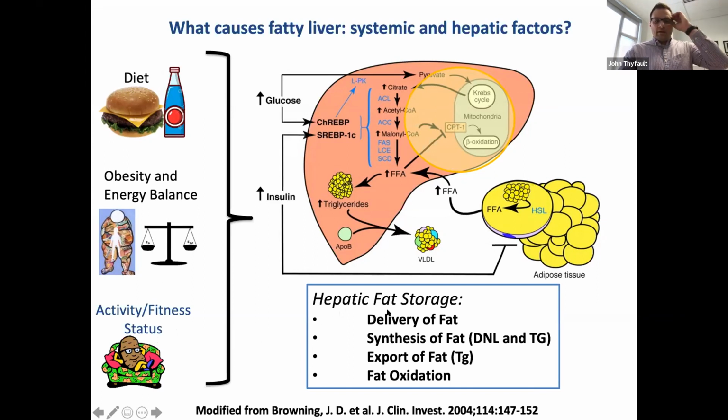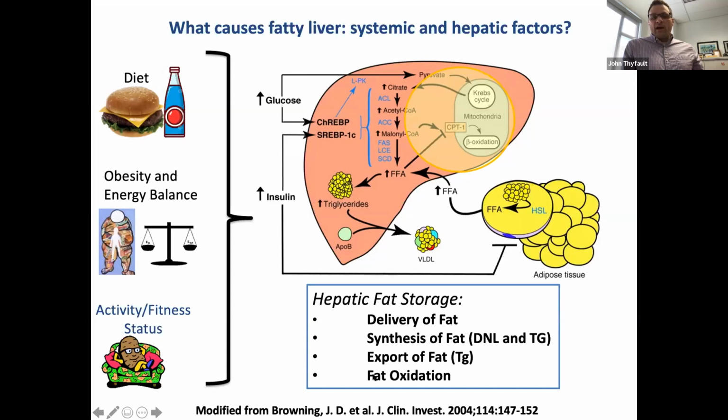At the end of the day, excess hepatic fat storage is due to these four things. You either have excess delivery of fat to the liver that the liver can't handle. You have excess synthesis of fat through de novo lipogenesis and triglyceride synthesis. You have reduced ability to export triglycerides out of the liver, or you have suppressed fat oxidation.